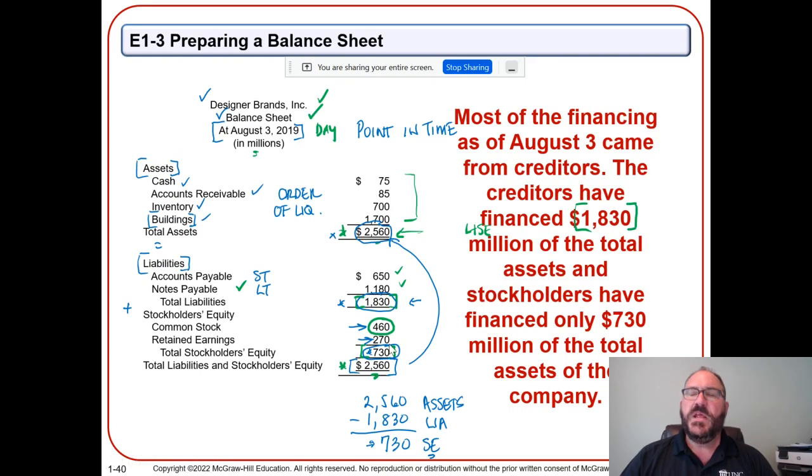Now they want to know where they get most of their financing from. How do you know? Well, we got accounts payable of 650, and then notes payable, versus how much they got from shareholders. See, shareholders here, they got 460, and then this 270 here. Basically, the bottom line is this number is higher than this number. So they finance most of it by borrowing money.